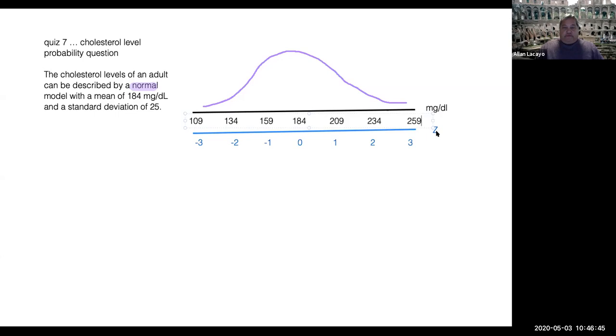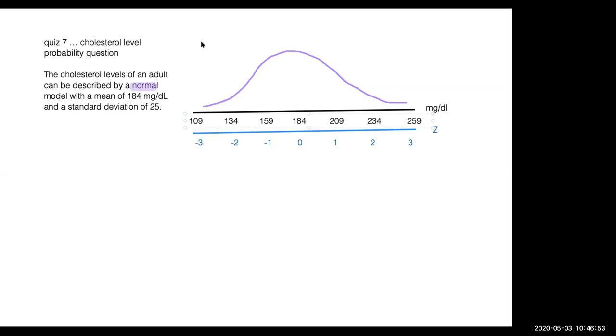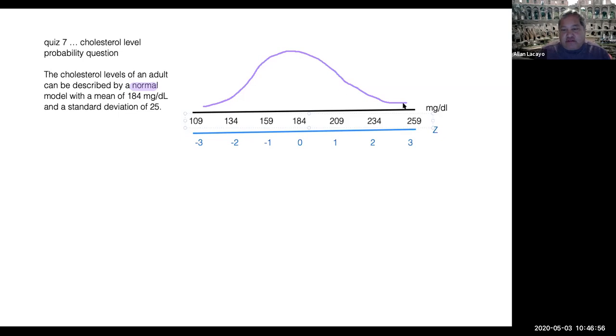Does that make sense so far? Yeah, it makes sense. Okay. So now I'm going to carve out this normal model. I like to think of these bell curves as muffin tops, and I'm making cuts through a muffin top. The cuts go at each deviation from the mean, from the center. If that's the middle, then one deviation from the middle is down to 159 and up to 209.